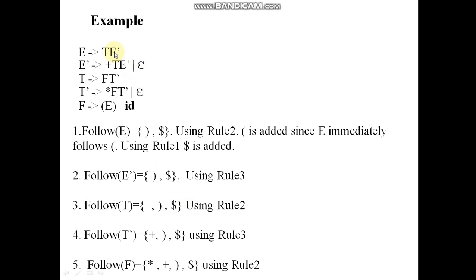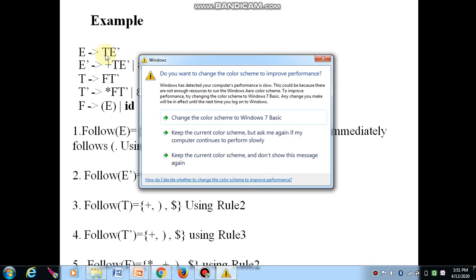Now why have we added the remaining two symbols, right parenthesis and dollar? Only because the sub-rule of the second rule says that if the first of beta, here beta means E dash, contains epsilon, and obviously first of E dash contains epsilon. Why?